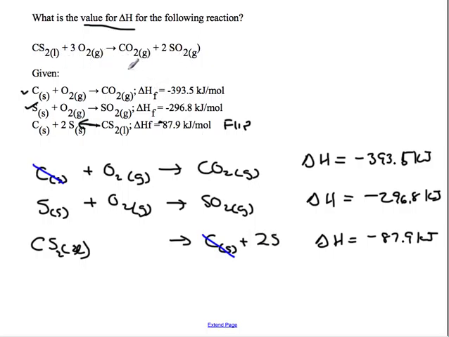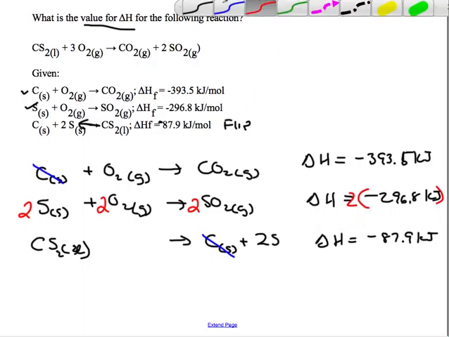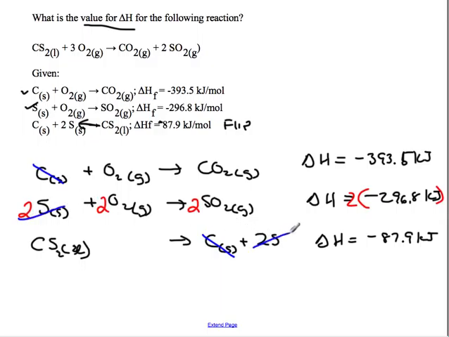Okay, so what's going to happen is I have to double my amount of sulfur. So I'm going to double the amount of sulfur, which means I have to double the amount of oxygen, which means I have to double the amount of sulfur dioxide, which also means I have to double my kilojoules. So I have to double the whole thing. Because of that, I can get rid of my 2 sulfur. My 2 sulfur over here will cancel out the 2 sulfur here.